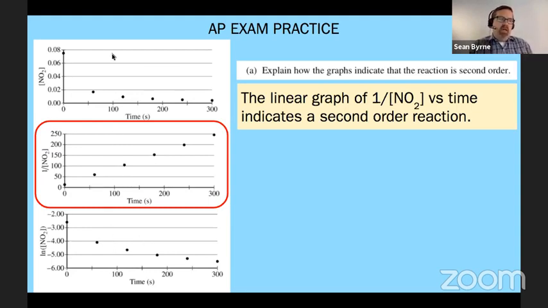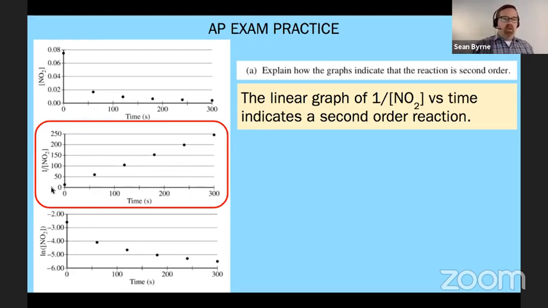And so we could just maybe assume because it was listed second that means that it's first order. And that would not be an appropriate way for us to analyze this data. What we want to do is really find the one that is the straight line. Here we've got a curve, here we've got a curve. This is a straight line with a positive slope.